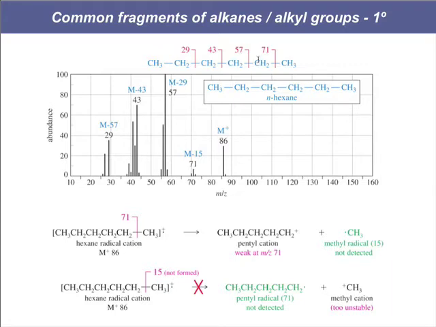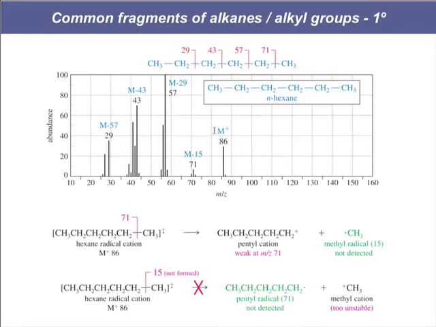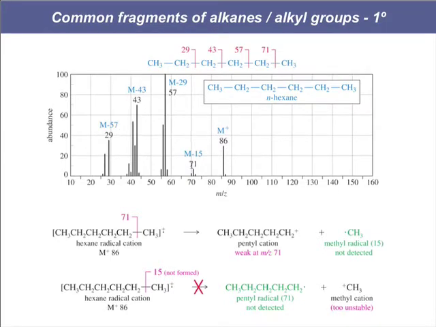Those can be branched, so they can be a sec-butyl or a tert-butyl or an isobutyl or a regular butyl. 43 could be a propyl or an isopropyl, and pentyl could be any of the different isomers of a C5H11, basically. So here's the pattern for hexane. You see all the expected fragments there as far as molecular weight goes.